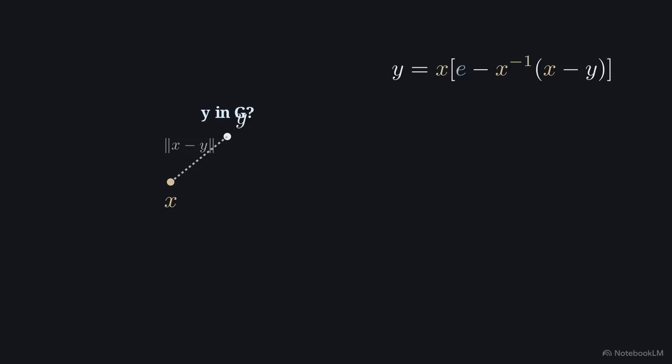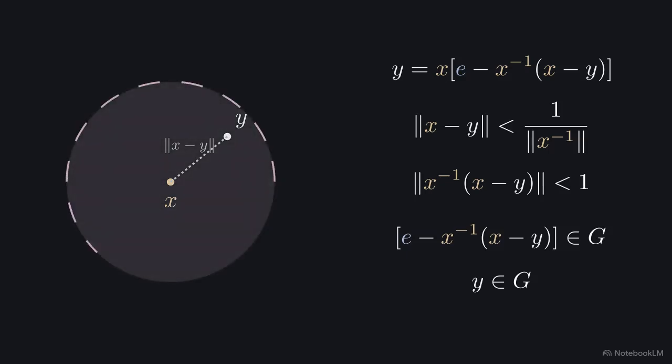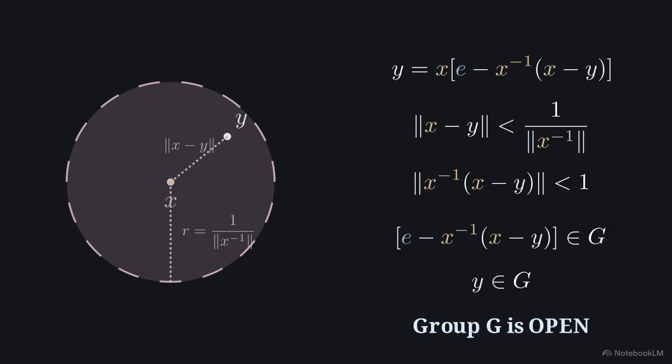If the distance between x and y is less than 1 over the norm of x inverse, then the norm of this clustered term shrinks below 1. Based on the Neumann series, any term structured as e minus an element with a norm less than 1 is invertible. Since x and the bracketed term are both invertible, their product y must be invertible as well. This creates a protective open ball of invertible elements around x. This proves the group of invertible elements is an open set. In physical systems, this property provides stability. Small perturbations won't suddenly destroy its invertibility.